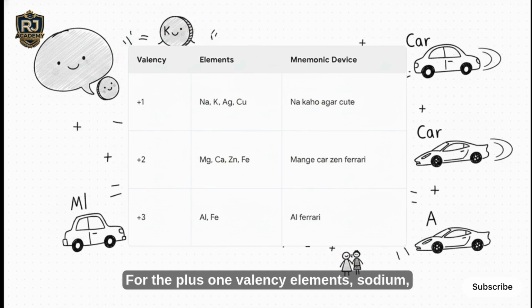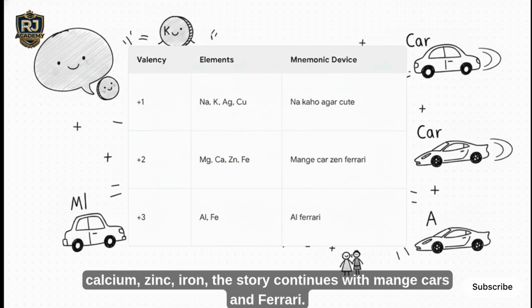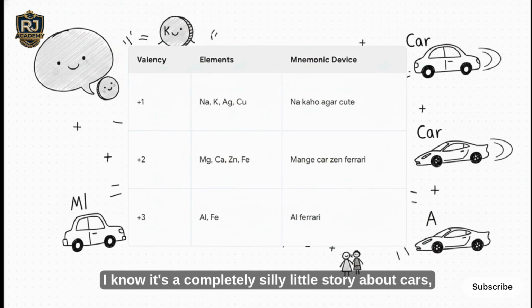For the +1 valency elements, sodium, potassium, silver, and copper, just think "na kaho agar cute." For the +2 elements, magnesium, calcium, zinc, iron, the story continues with "mange cars and Ferrari." And for +3, aluminum and iron, just remember "Al Ferrari." I know it's a completely silly little story about cars, but I promise you, in the middle of a stressful exam, this trick is a total lifesaver.